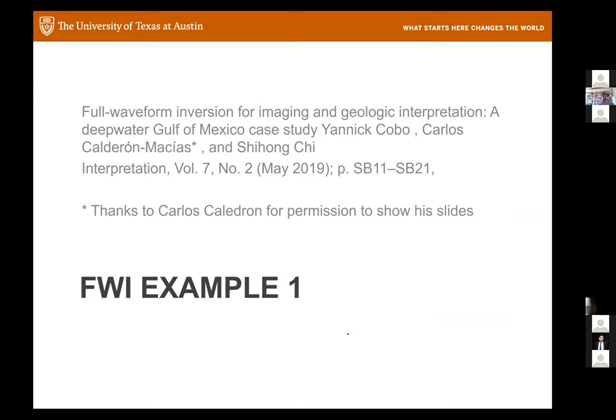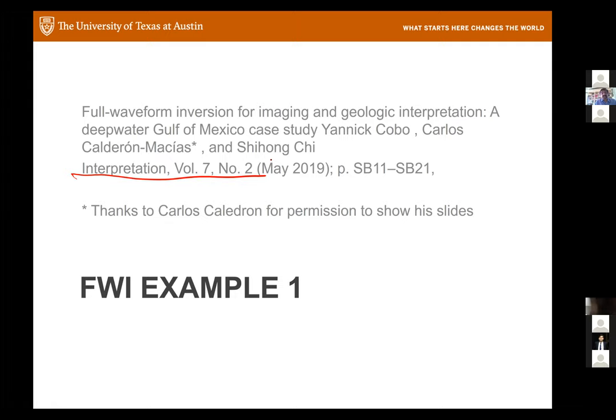With this, I would like to now touch upon one particular application example. By the way, I just picked it; by no means do I have any financial interest in this. This is a published paper in Interpretation. There are some very good papers, which I'm not able to show today.